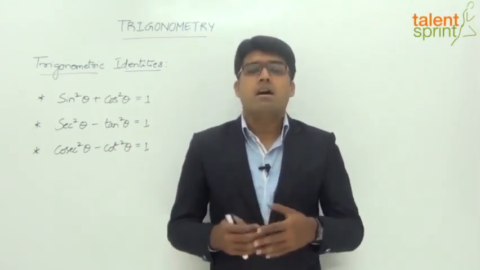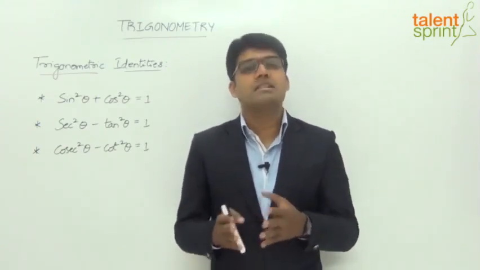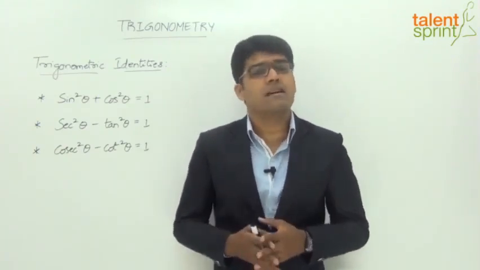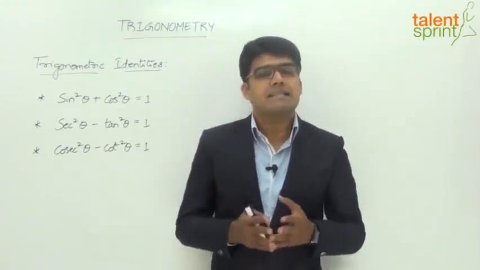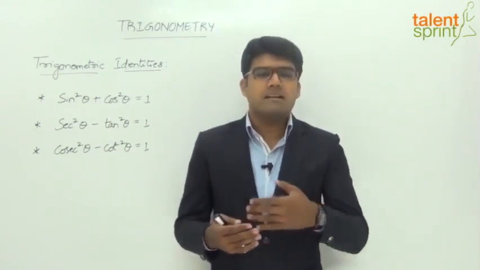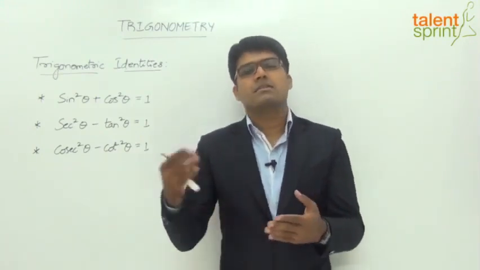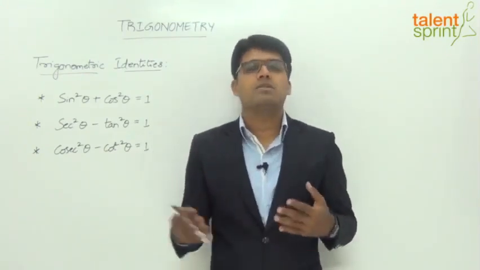Then we have double angle and triple angle formulae. For example, sine 2 theta can be taken as 2 sine theta cos theta, and sine 3 theta can be taken as 3 sine theta minus 4 sine cube theta. Right? So here we see that a double angle 2 theta is converted to a single angle, and triple angle 3 theta is shown in terms of a single angle.